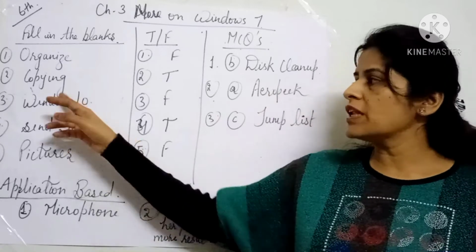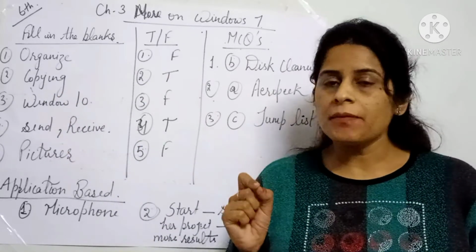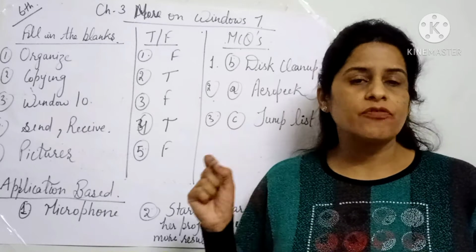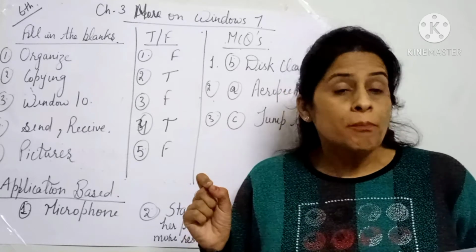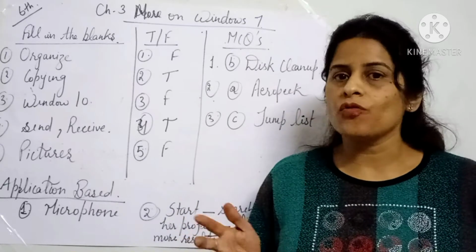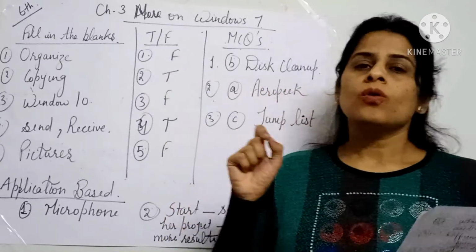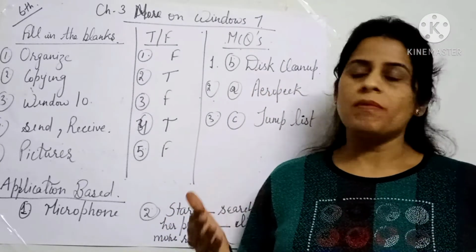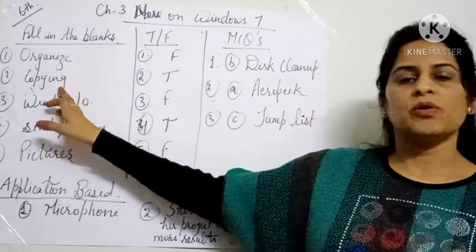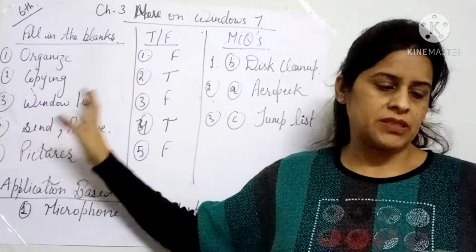So here the fill in the blank is: ripping refers to dash songs from a CD to a computer. What will you be doing with the songs from a CD to a computer? You will be copying. So ripping refers to copying the songs from a CD to a computer. This is the second fill in the blank of this chapter.